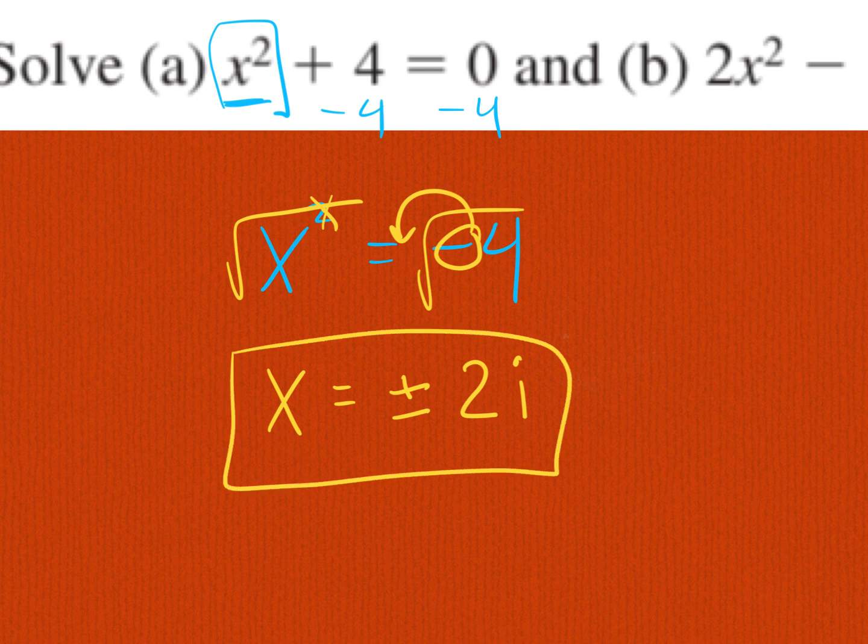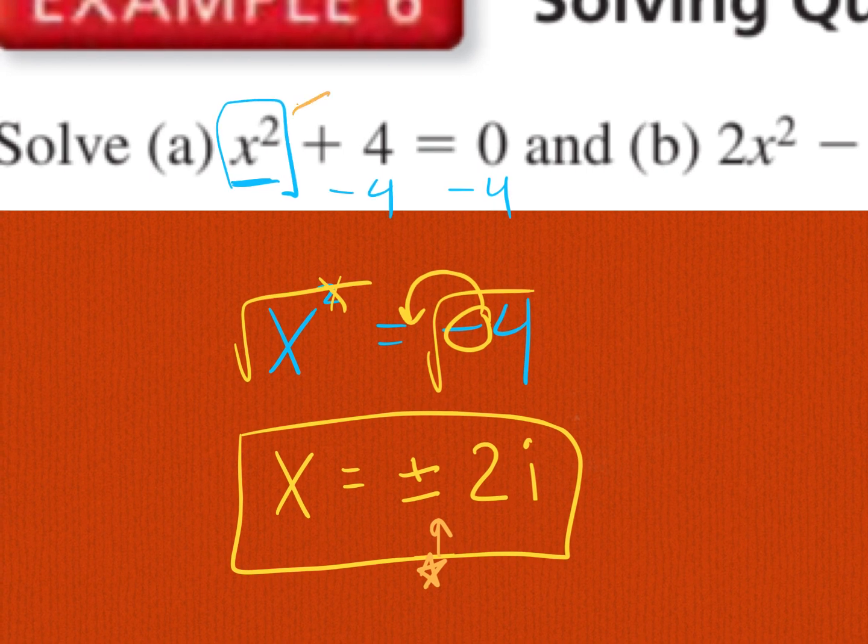So any time we take the square root of both sides, you need that plus or minus there. When we have squared terms, we're going to end up with 2 answers. So we need the positive 2i and the negative 2i.